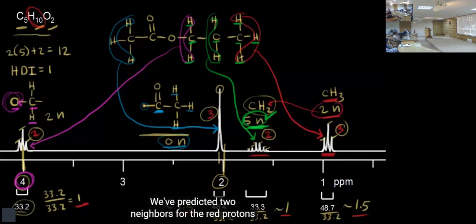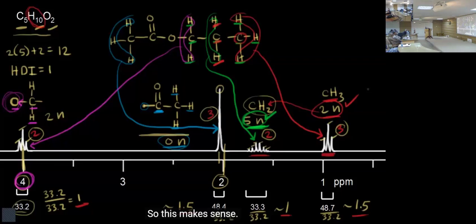We predicted 2 neighbors for the red protons, so we go to the carbon that's next door, right? So this carbon has the red protons. We go to the next door carbon, and we see 2 neighbors. So this makes sense. All right, let's look at the magenta protons. We predicted 2 neighbors. The magenta protons are on this carbon. We go to the carbon next door, and I see 1, 2 neighbors.